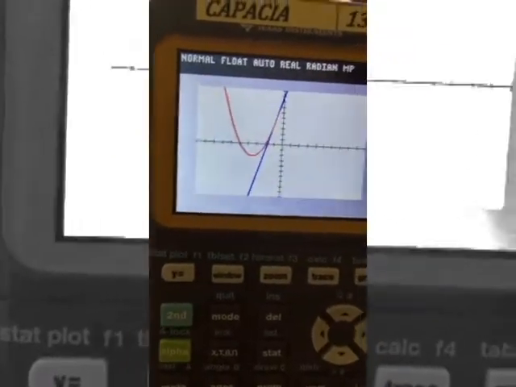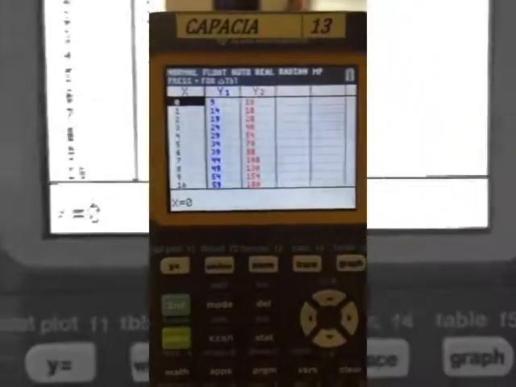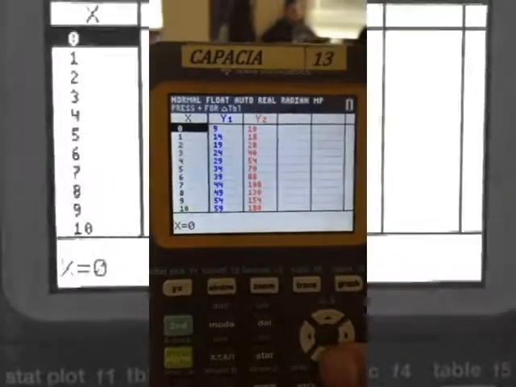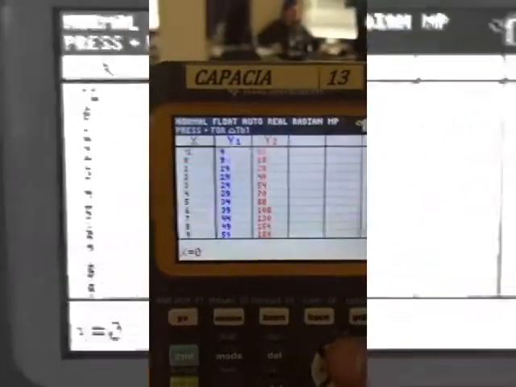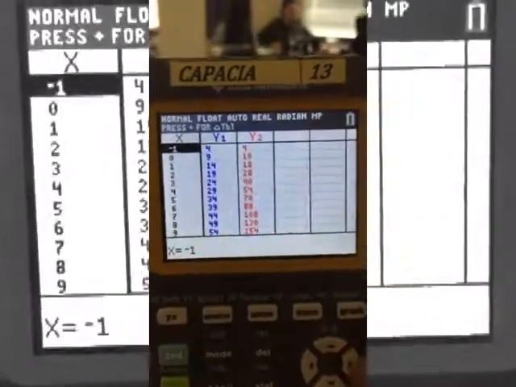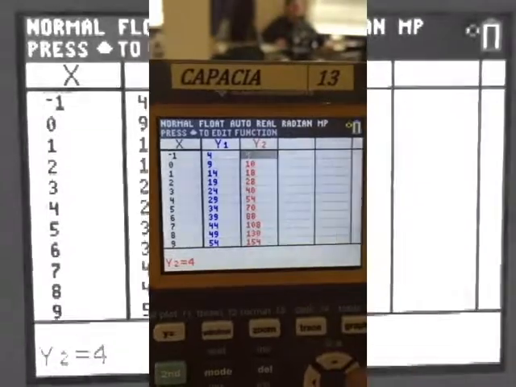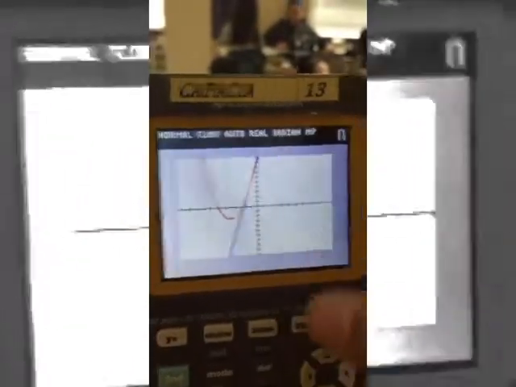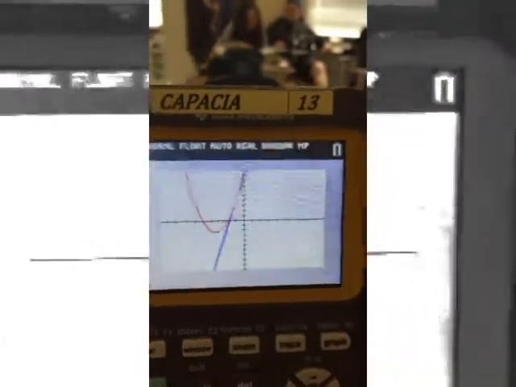Then after that, you'll press the blue second, and then graph again. It'll give you a set of tables, and then you look for the x value which has the same y values for both of them. In this case, it's -1. We see that -1 as a value of x has both of the y values here as 4. So we see that the intersection here is when x equals -1, y equals 4 for both lines.